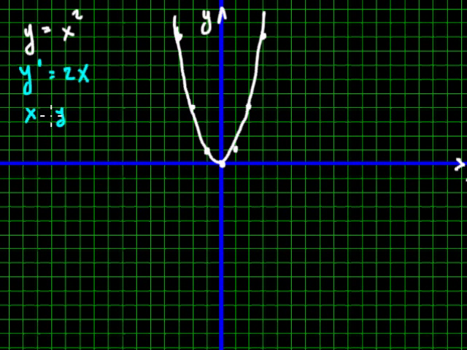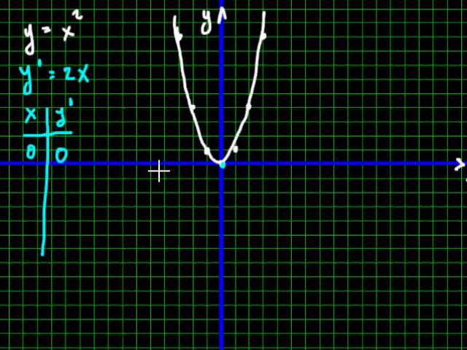Make table with values x, y prime. So we plug in x and we figure out what is our slope. Let's plug in 0. 0 gives us 0. And let's check this point. So at the point 0 on the x, our slope is going to be 0.